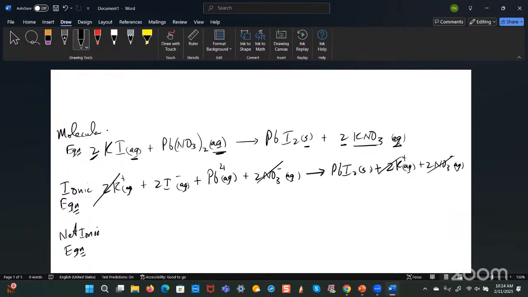So basically, we write out what is left: 2I minus aqueous plus Pb 2 plus aqueous. And on the right side, we're going to have PbI2 solid. And that would be the net ionic equation for this reaction. All right? Any questions about this?